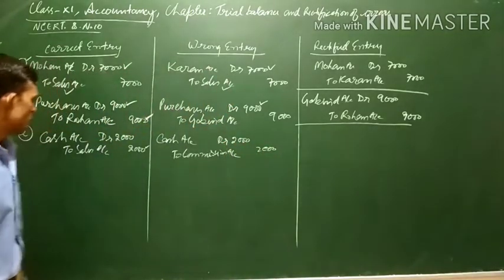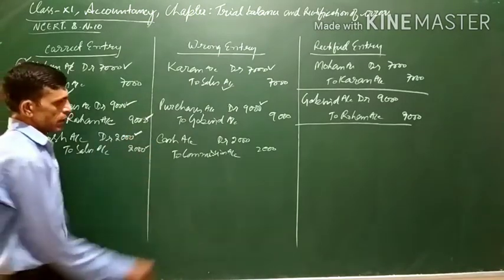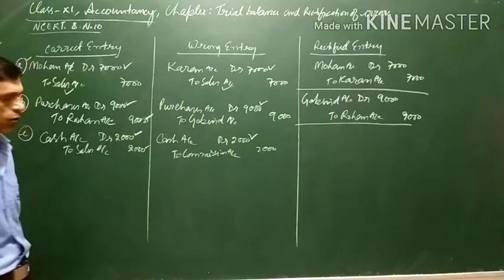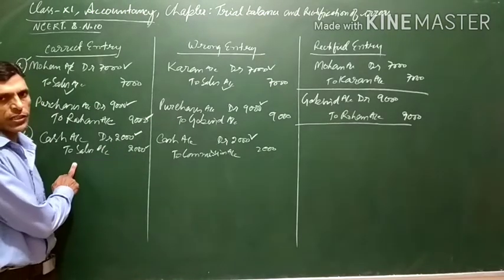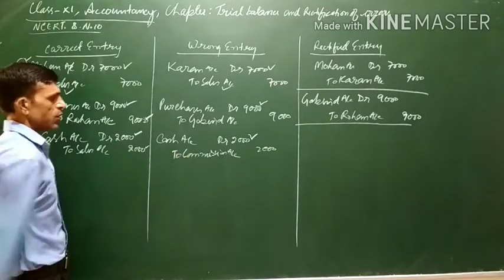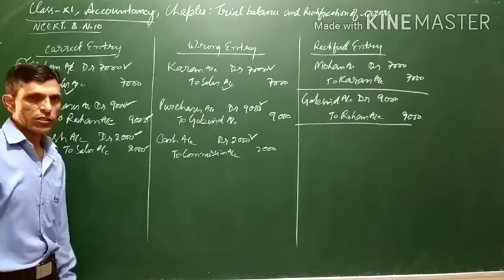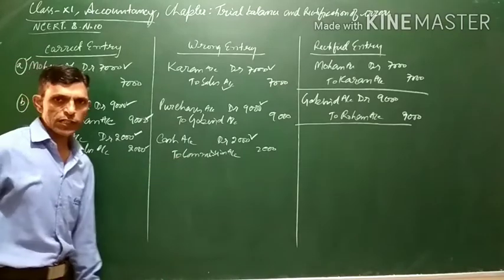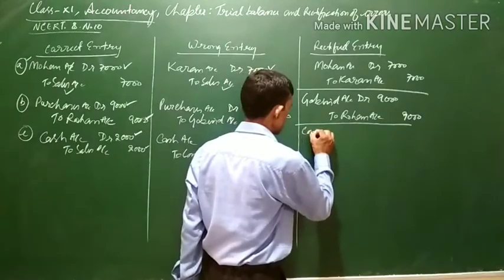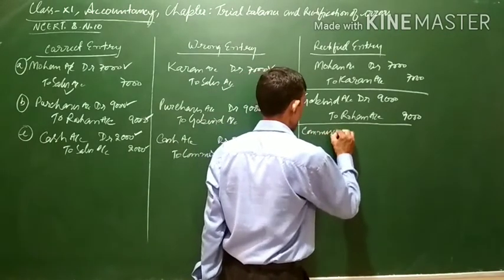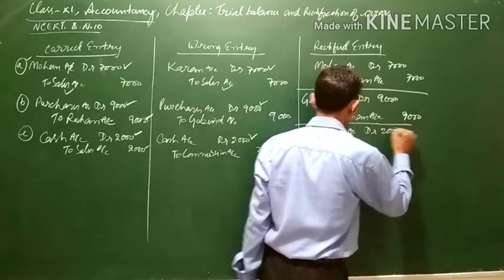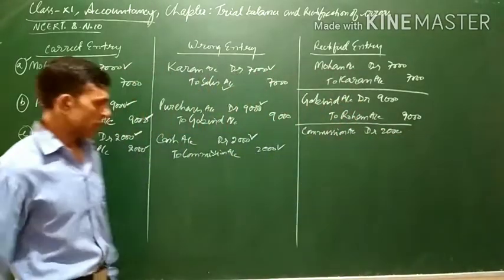Now you can see the cash is to be debited, and it has also been debited. So nothing is wrong in the cash account. Sales account should have been credited, but it has not been credited here. Commission account has been credited. So in order to cancel this, since commission was wrongly credited, we will debit commission account. Commission account debit 2000. This wrong has been rectified.